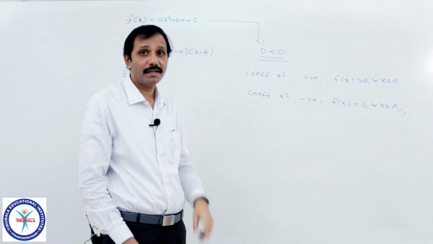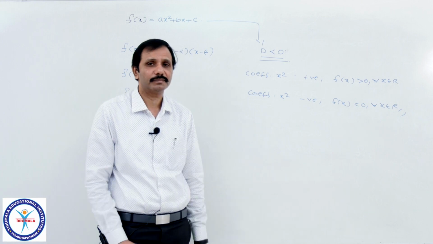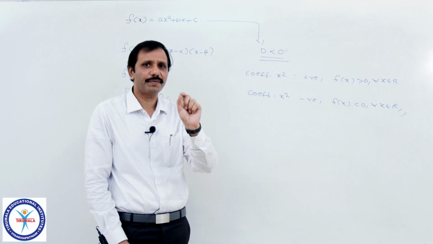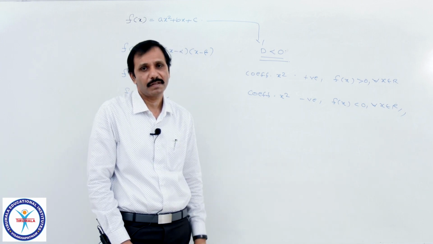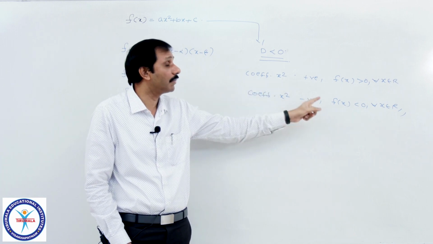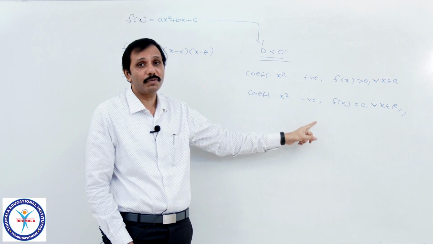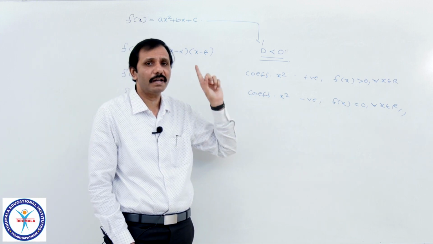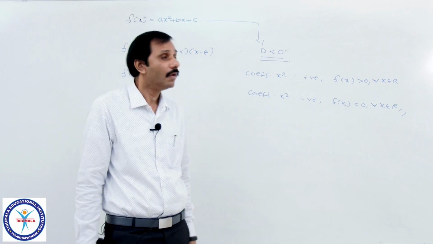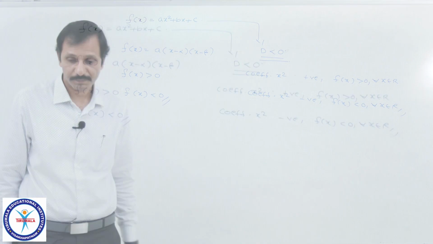And the second case, when the discriminant is less than 0, just observe the coefficient of x square. Coefficient of x square positive means that expression is positive for all x belonging to R. Coefficient of x square negative means that expression is negative for all x belonging to capital R. We will see 2-3 problems based on this.